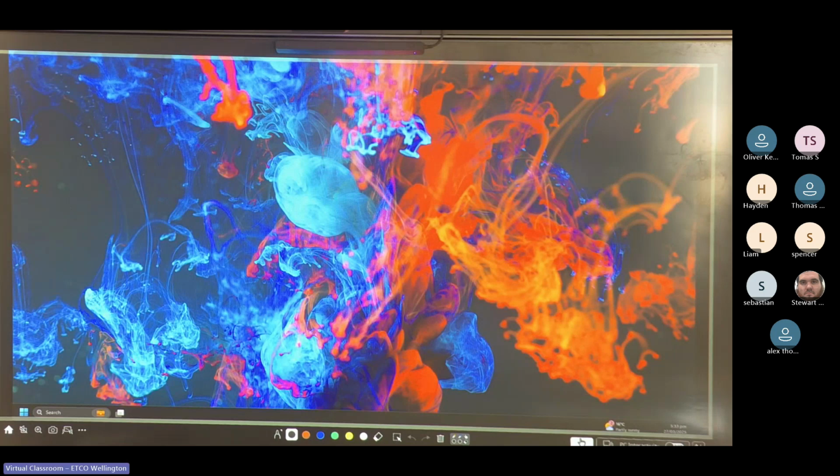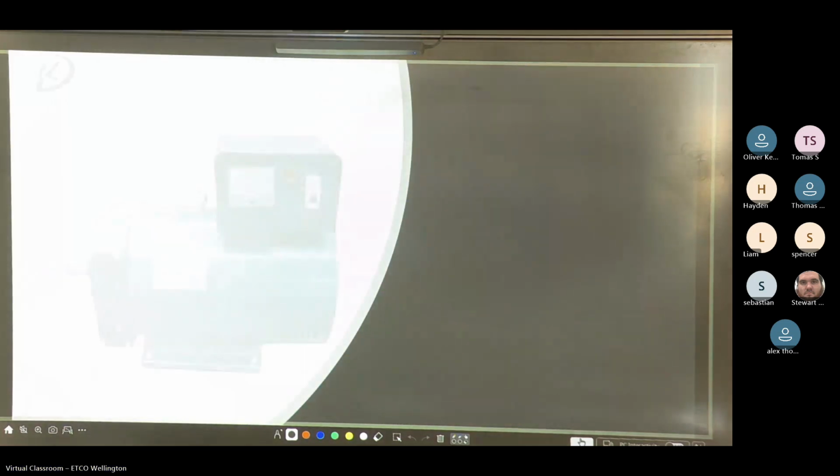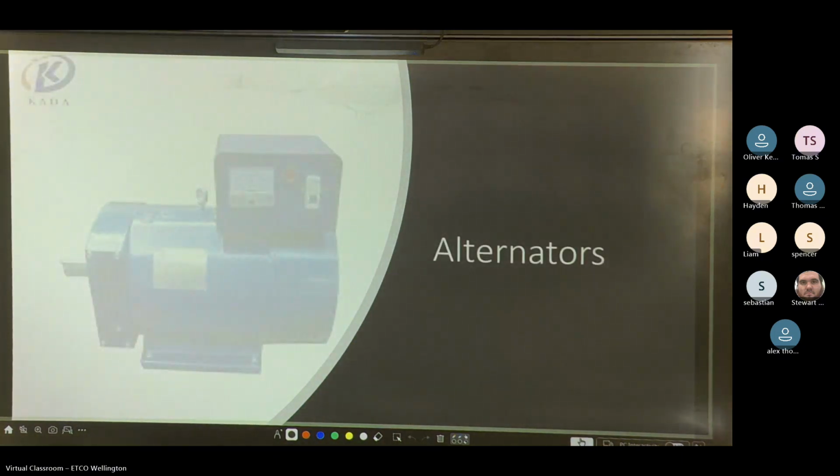With that. So last week, we started talking about motors. Now we're going to continue a little bit on with motors, and then we're going to look at alternators to start with. Cool. So alternators.